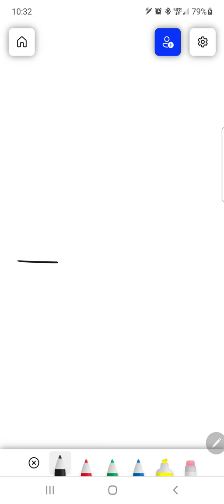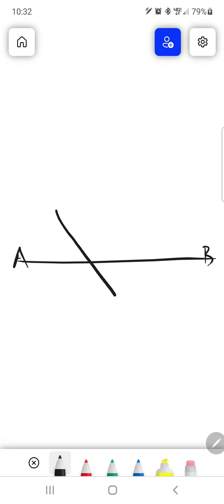Okay, so we're back to our original line. Now, not every line that is bisected is bisected at 90 degrees, or by a perpendicular line. Sometimes you have a line that intersects at an angle such as this. So let's just say that this angle right here is 40 degrees.